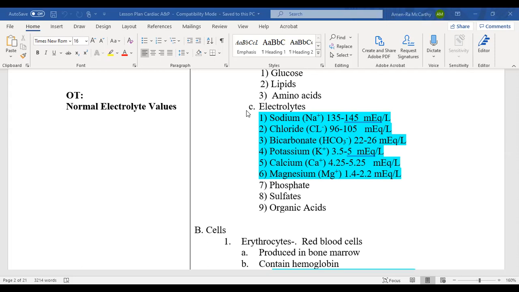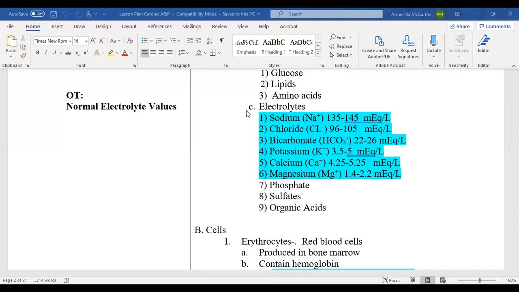Calcium, which is Ca, is 4.25 to 5.25 milliequivalents per liter. And then magnesium, Mg, is 1.4 to 2.2 milliequivalents per liter. These are your basic electrolytes. You will have to memorize these, I promise you.